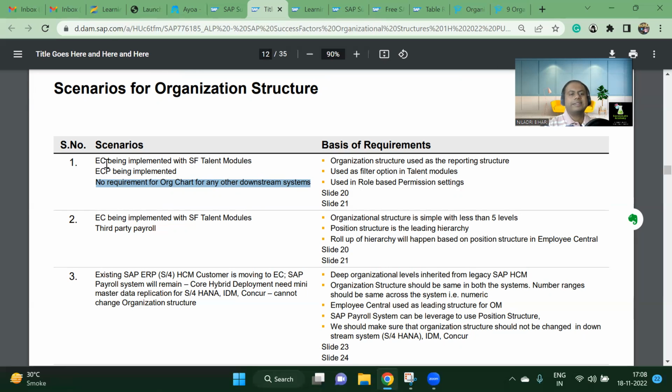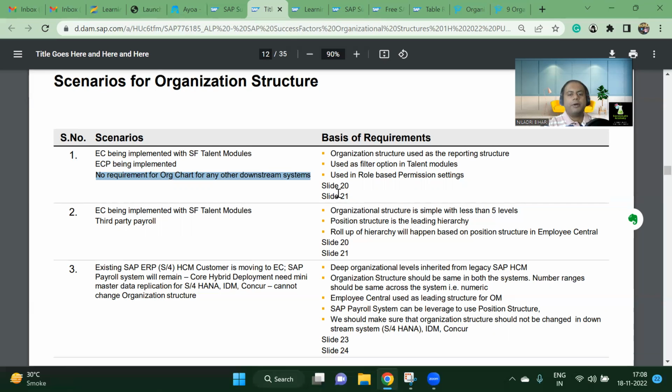So in this scenario, let's say you're already having it implemented, you are in a safe zone, you don't have to do much, right? In that case, the org structure is used as the reporting structure, definitely. It can be utilized in the different filter options and the different talent models you will be working on. That will be part of this. Again, your RBP, whatever role-based permissions you are setting, you will need to be part of that.